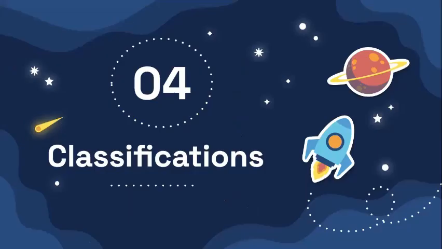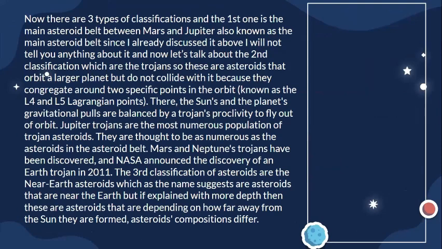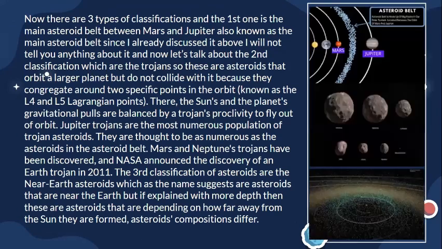I know, interesting. And last but not least, we have some classifications. So, how many classifications do we have? We have three different types. Now, I know this is a lot to read, but let's picture it so that you guys understand. The first one is the main asteroid belt between Mars and Jupiter. So, look at the main asteroid belt.